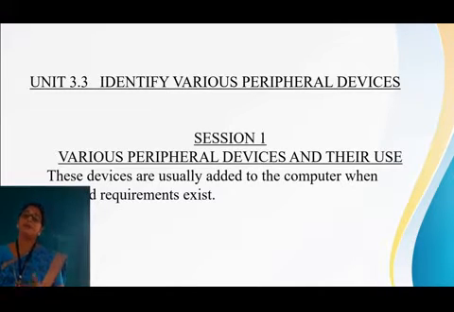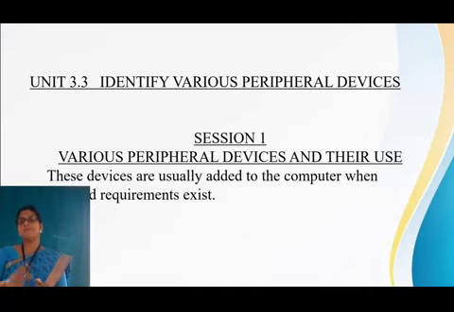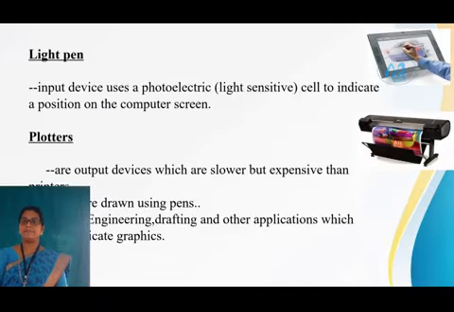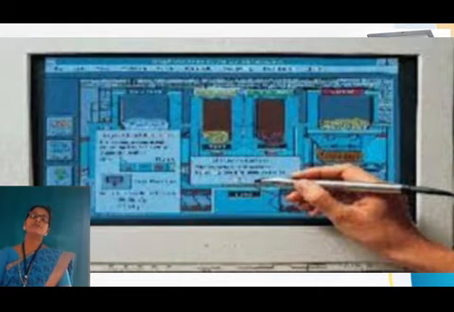What do you understand by peripheral devices? Devices surrounded by the computers are generally termed as peripheral devices. Surrounded means most properly used along with the computers. Then, of course, that would be the input and output devices. So we are moving to the first one, the light pen.